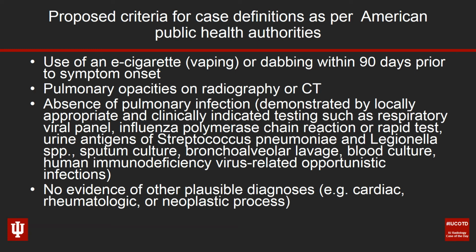As this is a relatively new diagnosis, there are proposed criteria and case definitions as per the American Public Health Authorities. You must have used e-cigarette or vaping or dabbing within 90 days prior to symptom onset. The pulmonary opacities must be present for the diagnosis, and there must be absence of pulmonary infection. So this is a diagnosis of exclusion.